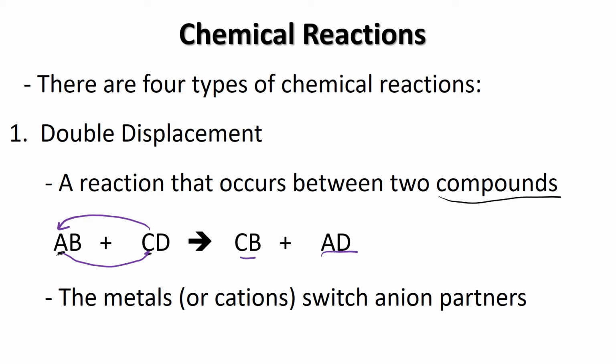Now we do have to be careful. We can't just write whatever C and B are. We do have to consider that there would be some charges here and some crossing over, and we'd come up perhaps with some subscripts, and then we'd have to go balance. So there are going to be a couple of steps here. We're going to form our products, we're going to balance the equations, and at the end we'll also name things.